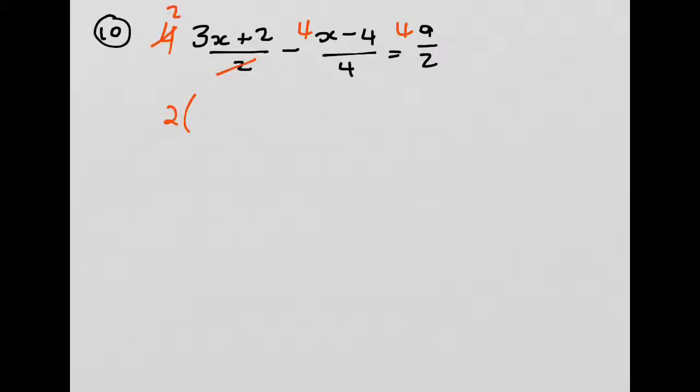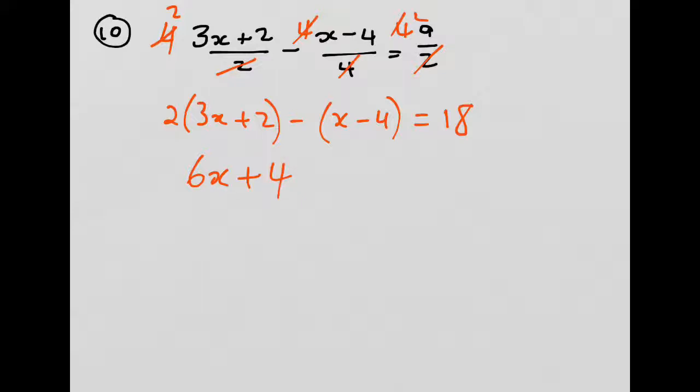So your starter equation will be 2 lots of 3x add 2. That 4 cancels with that 4, so it's take away. Now please note that I'm writing x minus 4 in brackets. And then 2 divides into that 4 twice, and 2 times 9 is equal to 18. Now I've removed the fractions completely, makes life so much easier.